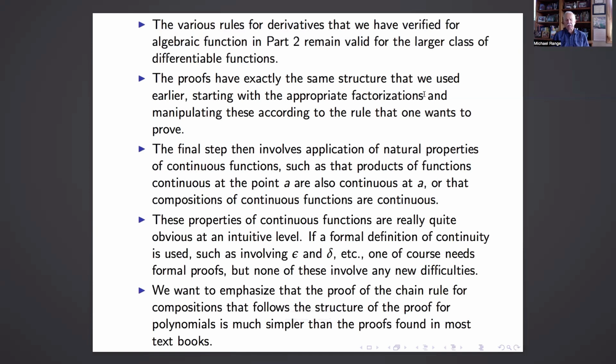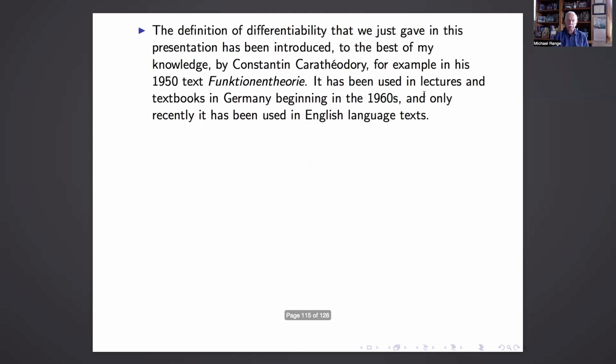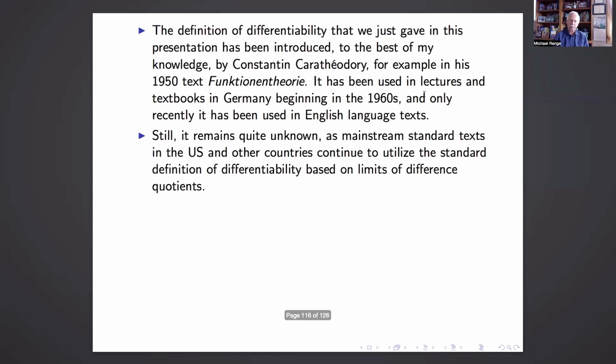We want to emphasize that the proof of the chain rule for compositions that follows the structure of the proof for polynomials that we discussed earlier is much simpler than the proof found in most textbooks. Furthermore, the definition of differentiability that we just gave in this presentation has been introduced, to the best of my knowledge, by Constantin Carathéodory. For example, in his 1950 text, Funktionentheorie. It has been used in lectures and textbooks in Germany beginning in the 1960s, and only recently it has been used in English language texts.